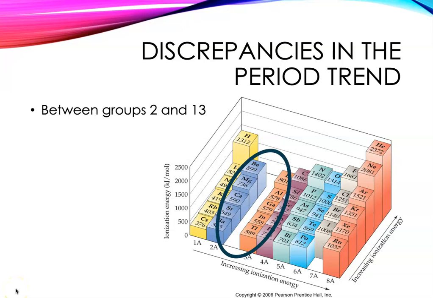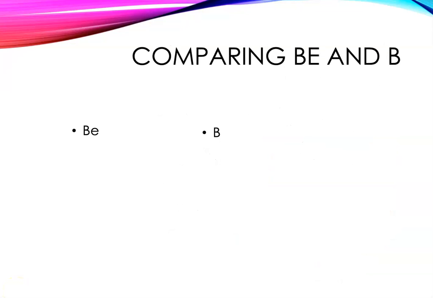Why does this happen? Let's compare the structures of beryllium and boron, because that's really how we're going to answer this question. If we look at beryllium, it's got the electron configuration 1s2, 2s2, which we were just looking at several times.